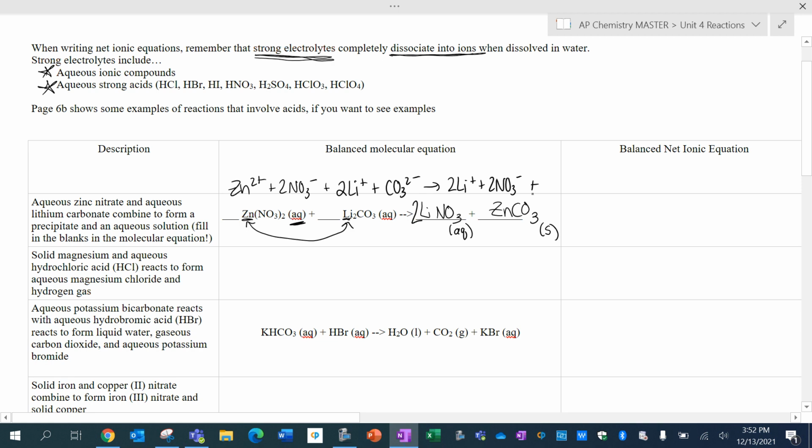And my one that's a solid, it didn't dissolve, so it's not going to split apart into ions. That one's going to stay put. And then we'll look for spectators. Boom, boom, boom. Lithium and nitrate are exactly the same on the left and the right.